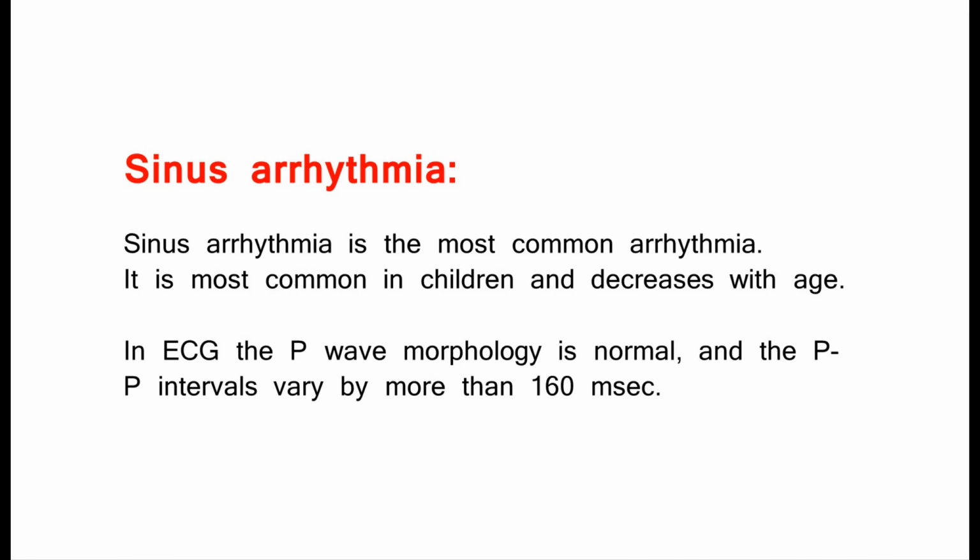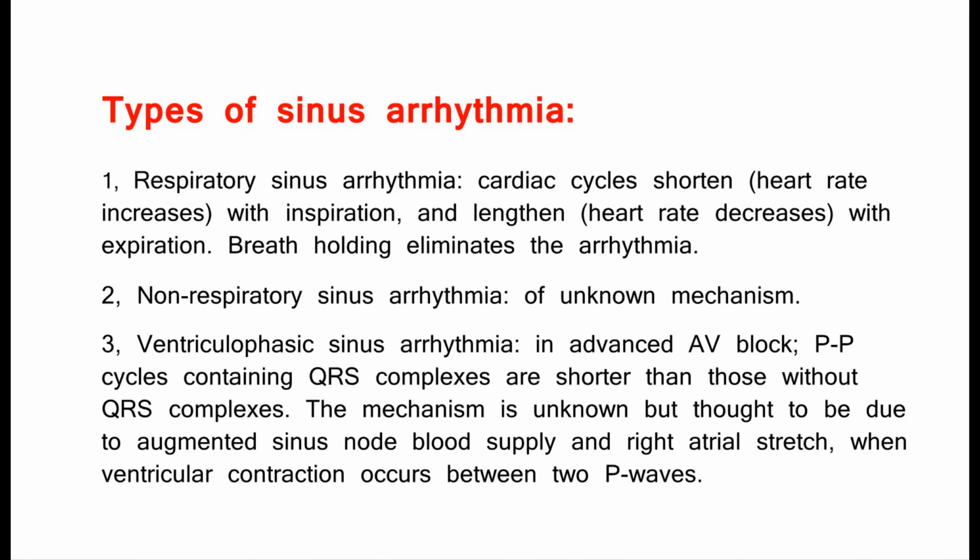Sinus arrhythmia. Sinus arrhythmia is the most common arrhythmia. It is most common in children and decreases with age. In ECG the P-wave morphology is normal, and the PP intervals vary by more than 160 millisecond. Types of sinus arrhythmia. 1. Respiratory sinus arrhythmia, cardiac cycles shorten, heart rate increases, with inspiration, and lengthen, heart rate decreases, with expiration. Breath holding eliminates the arrhythmia.